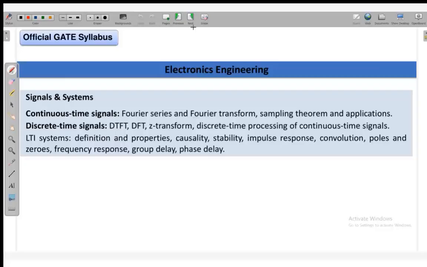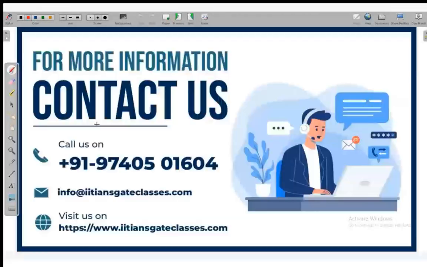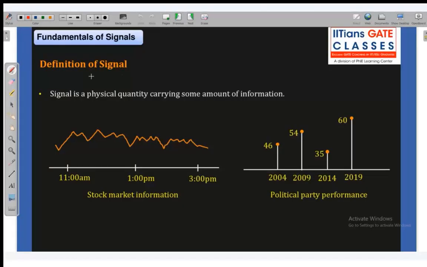Okay, we can say that we have signals. There are two types of signal. As you can see in this particular syllabus, there are two types of signal: continuous time signal and discrete time signal. So continuous time and discrete time, these are the two types of signal which we need to discuss. So in general, if I say what is the definition of signal, you can say that signal is a physical quantity carrying some amount of information. Any physical quantity which carries the information is called the signal.